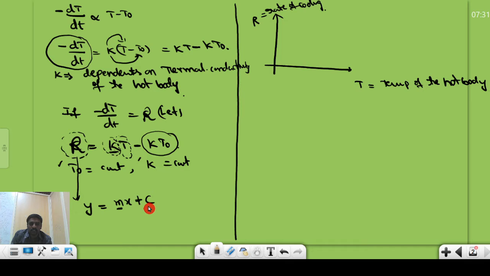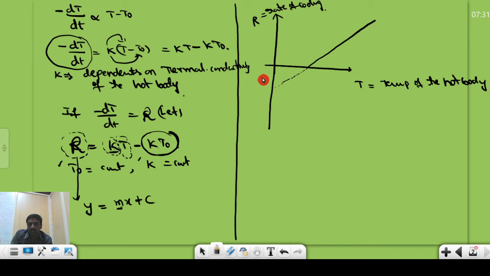It is not passing through the origin because it has a c value, so that's why it is making some positive slope. So what is this graph? This graph is y equals mx plus c, that is, kT minus k into T naught. If you extrapolate this graph, it will intersect the y coordinate. That y coordinate will give the c value.